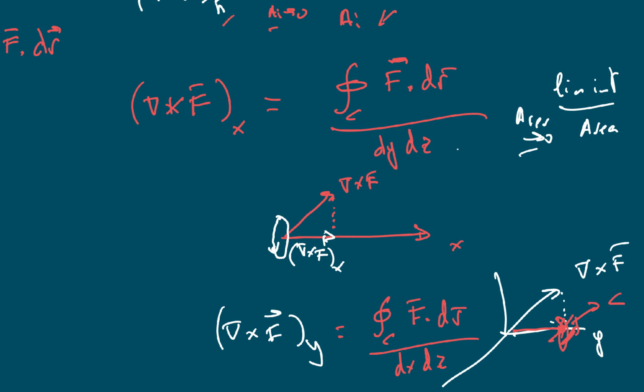So this is the idea. The idea is to relate the curl of F with the tendency to rotate of the vector field, and to relate the tendency to rotate of the vector field with line integrals.